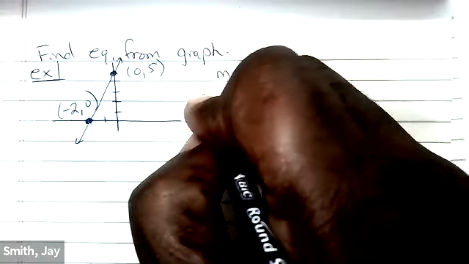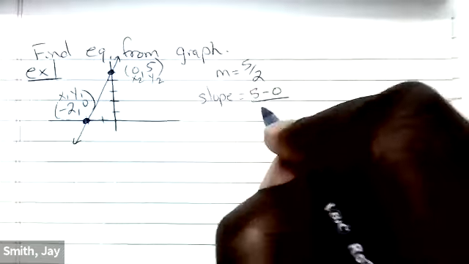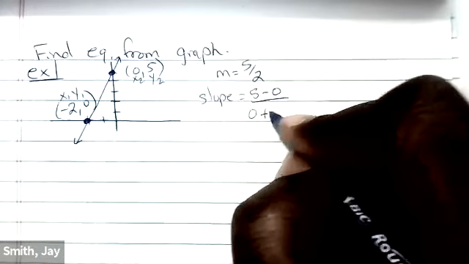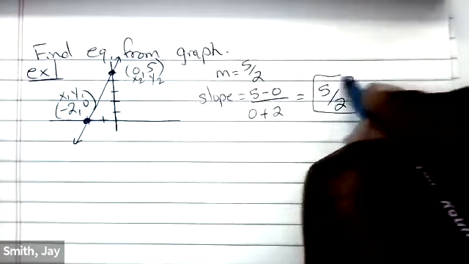Or we can use the slope formula to get the same answer. Here, I'm going to have y2 minus y1. Me personally, it's x1, y1, x2, y2. So we have y2 minus y1, or 5 minus 0, over x2 minus x1, 0 minus -2. Either way, we still end up with +5/2 as my slope.